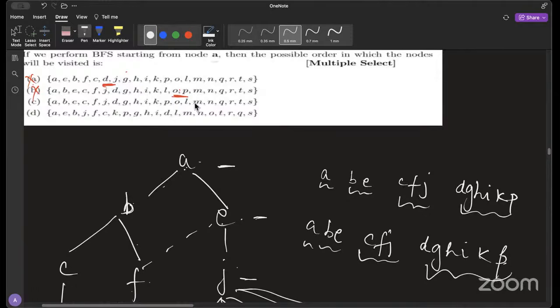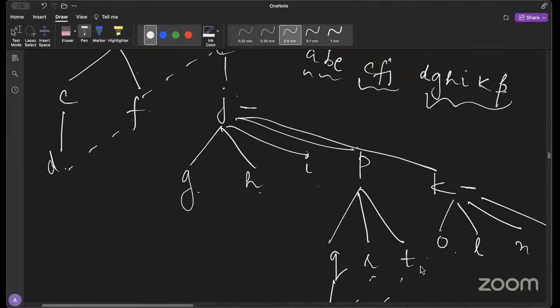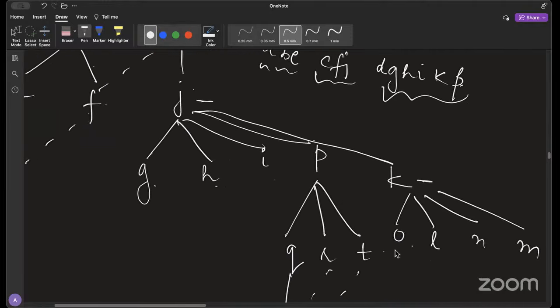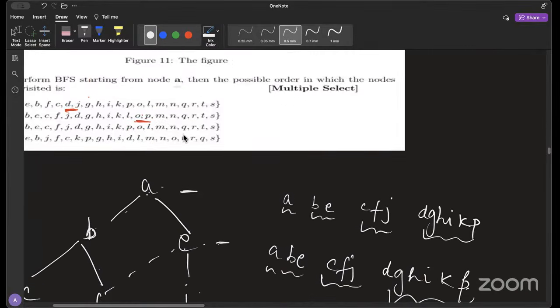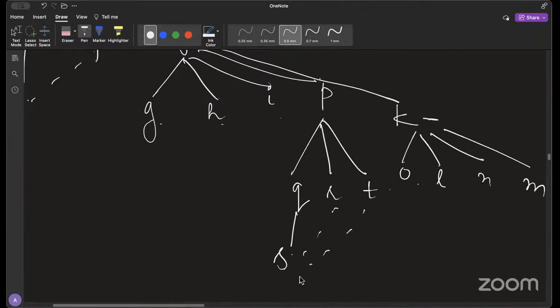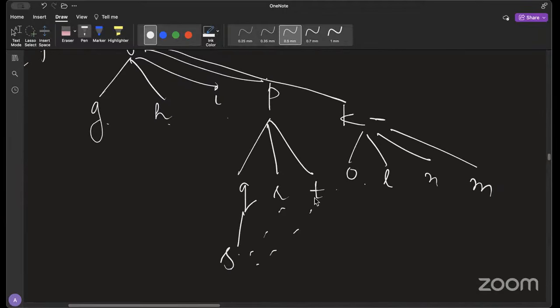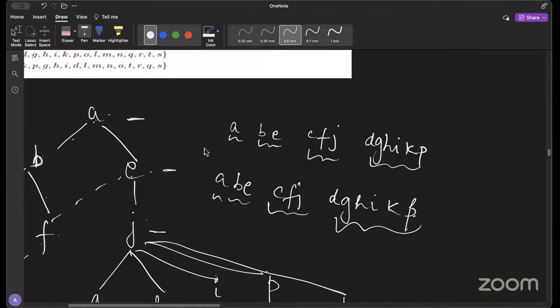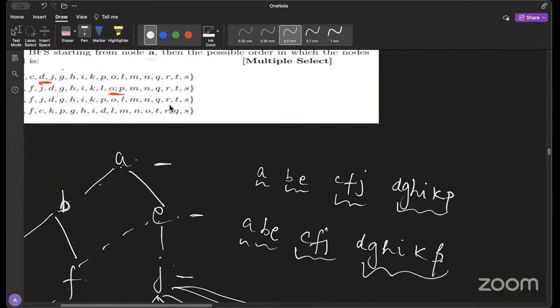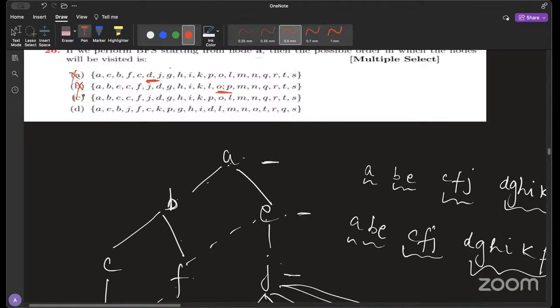K, P, and then we have O, L, M, N, and Q, R, T. We need to have O, L, M, N, Q, R, T before S, because S is on a different level than these 7. So these 7 are here first, and then S is at the end. That means this option is fine. C is fine.